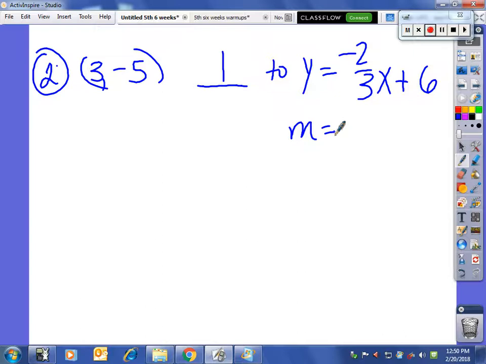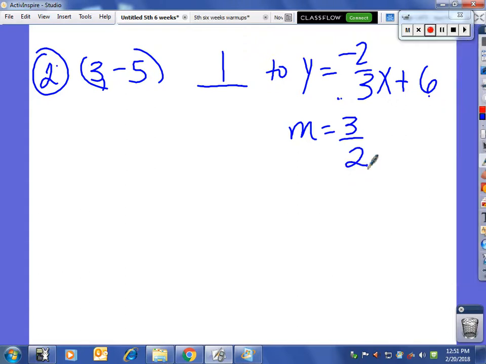What slope do I need to use if I want to be perpendicular to this line? 3/2. Did I need the 6? No. I need to find my own y-intercept. Could it possibly be 6? It could be, but it probably won't be. My point is, I needed this slope, I didn't need this y-intercept, and I needed to flip it and change the sign. Now I take my point and my slope, and I find my y-intercept.